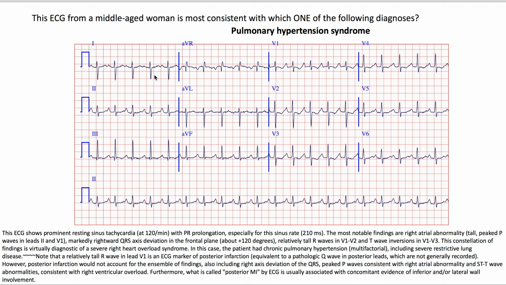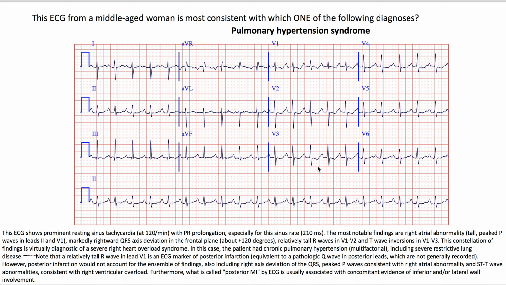There's also markedly rightward QRS axis deviation at about 120 degrees. There are relatively tall R waves in leads V1 to V2 and T wave inversions in leads V1 to V3. This constellation of findings is virtually diagnostic of a severe right heart overload syndrome. In this case, the patient had chronic pulmonary hypertension, which was multifactorial, including severe restrictive lung disease.